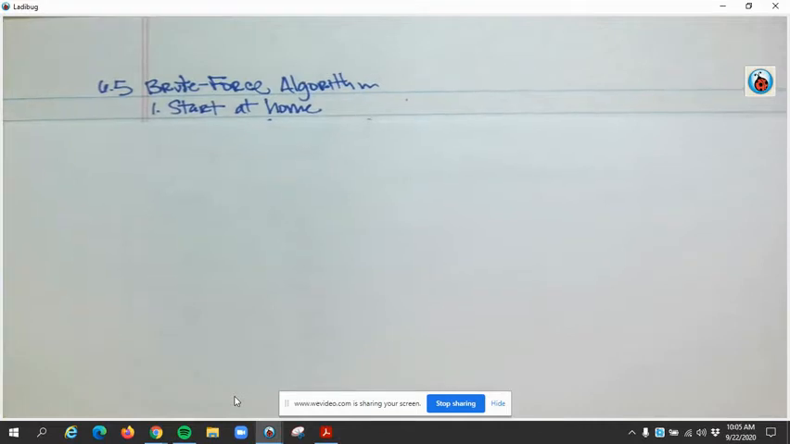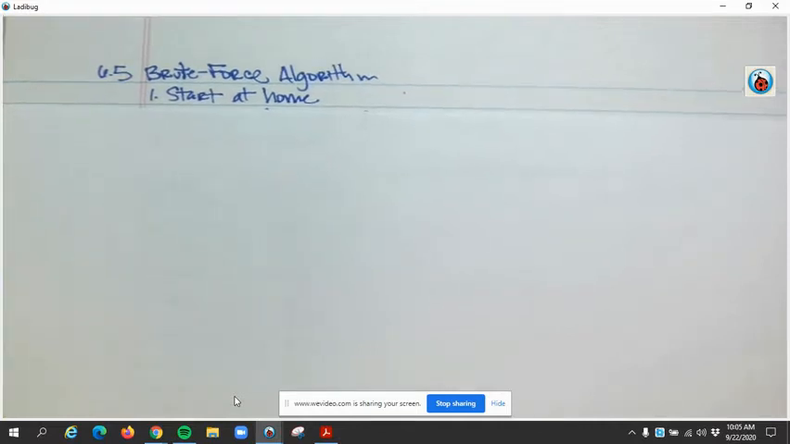Step 1, you want to start at your home location. If the graph and the problem says to start at A, then you start at A. For the example we have with Adam, he's starting in Greensboro. We're going to use G for Greensboro.